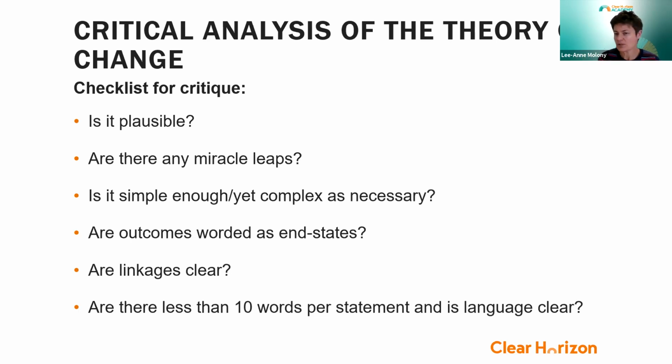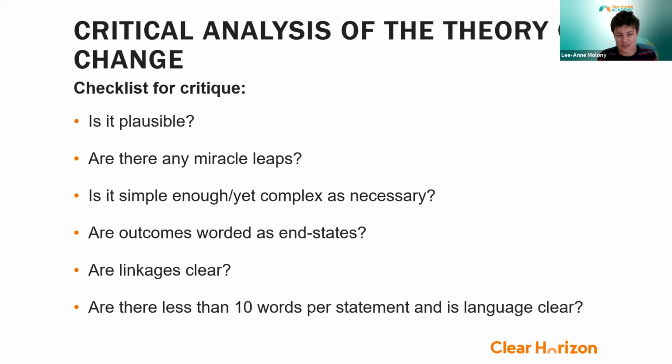Is it simple enough yet complex as necessary? By that we mean you really want your model to be no more complex than it needs to be. We don't mean it needs to be simplistic though. So it does need to capture the complexity of your project, but as simply as possible, if that makes sense. Are the outcomes worded as end states? That's something we talked about before, about being really important. It's an important way to distinguish an activity from an outcome. Are the linkages clear? Is it clear which activities are leading to which outcomes?